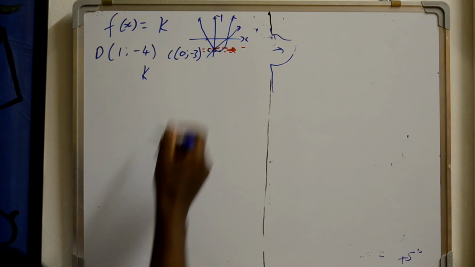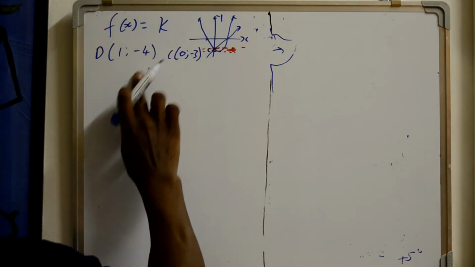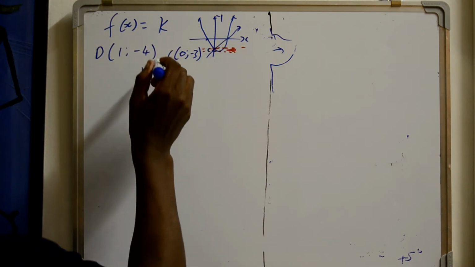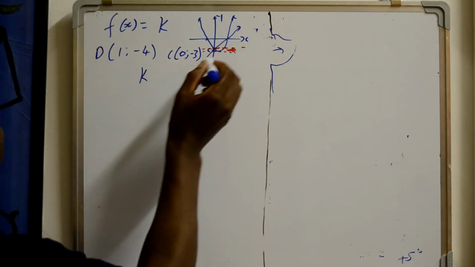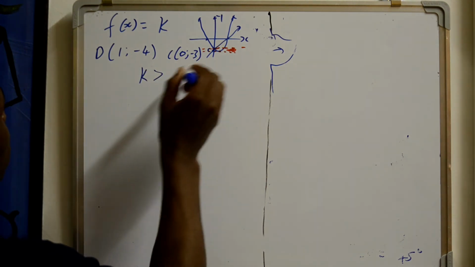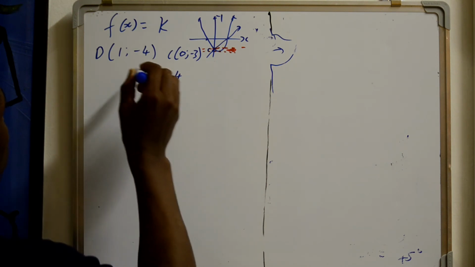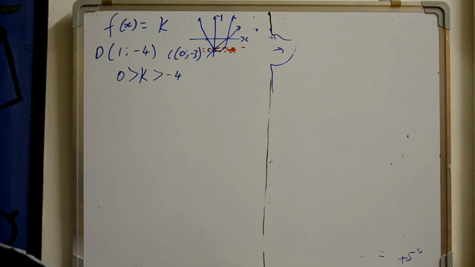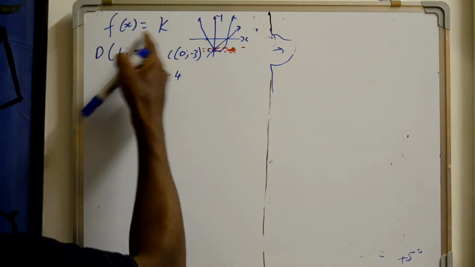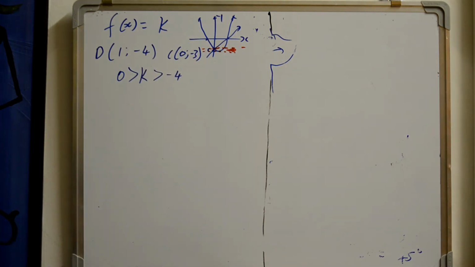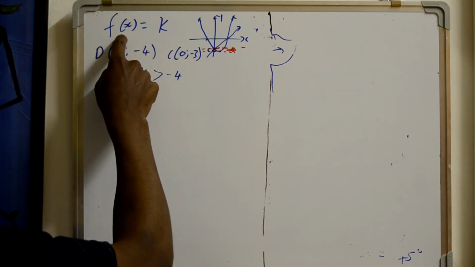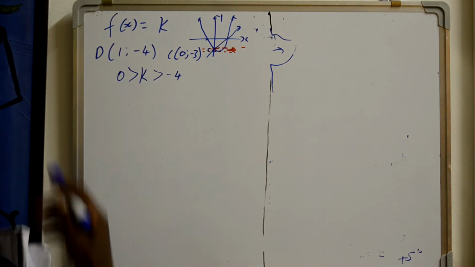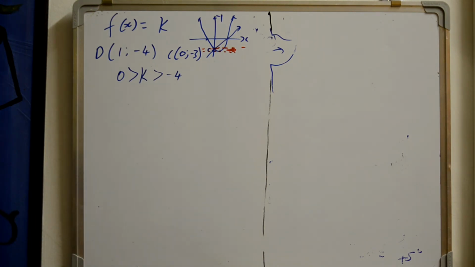X is positive, so that means our k, for this graph to have positive roots, k must be greater than minus 4 but less than 0. Or you can substitute here and solve the nature of roots in the form of k. You can do it that way. So you take your marks.